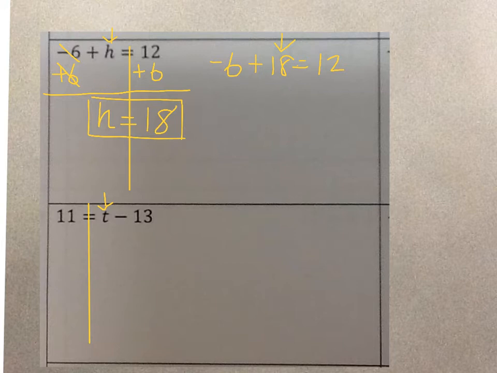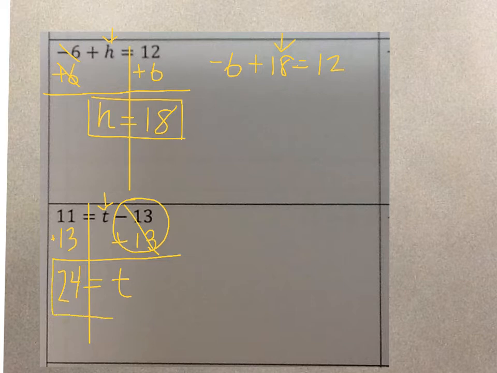On the same side as the variable is negative 13. So to get rid of a negative 13, or to zero out this side, we have to add a positive 13. And if we add a positive 13 to the right side, we have to add positive 13 to the left side. Negative 13 and positive 13 make a 0 pair, and that cancels out. That leaves me with t is equal to 11 plus 13. 1 plus 3 is 4, and 1 plus 1 is 2. So t equals 24.